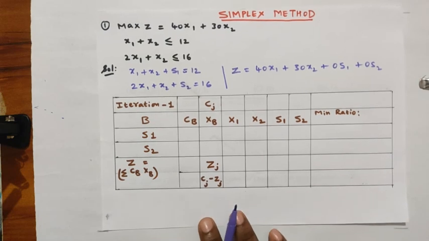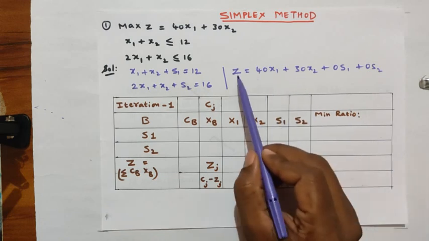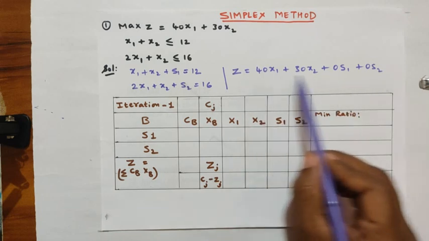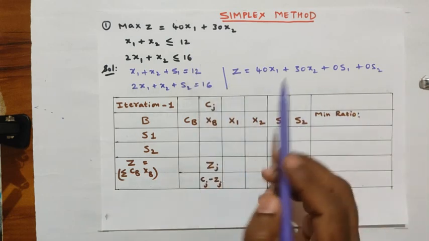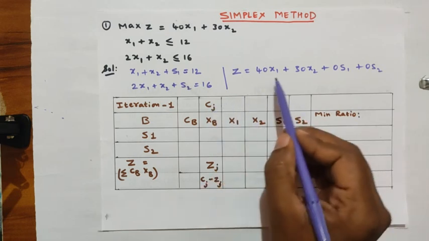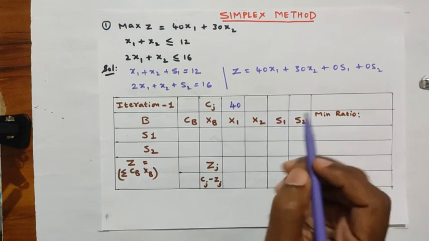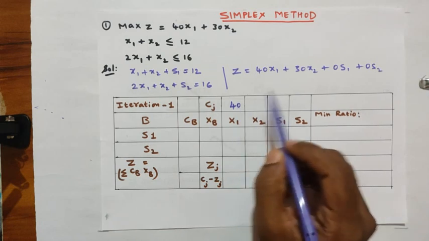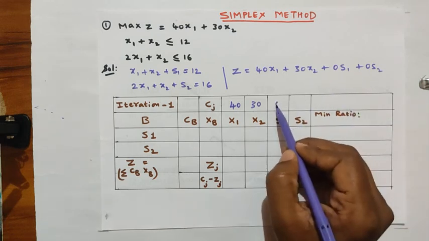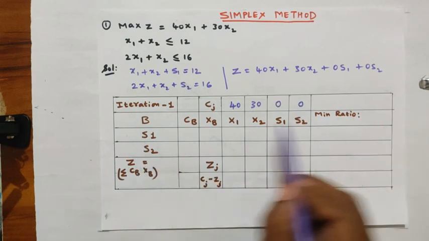In this manner we need to construct. Here Cj means coefficient of objective function. This z is equals to 40x1 plus 30x2 plus 0s1 plus 0s2 is called objective function, and we need to maximize that. So coefficient of objective function is Cj. In four boxes we will write the coefficients: for x1 coefficient is 40, x2 is 30, s1 coefficient is 0, and similarly s2 coefficient is 0. We need to form the iteration table in this manner.